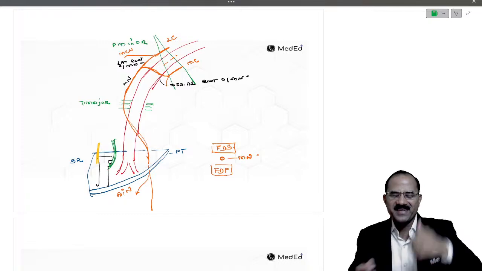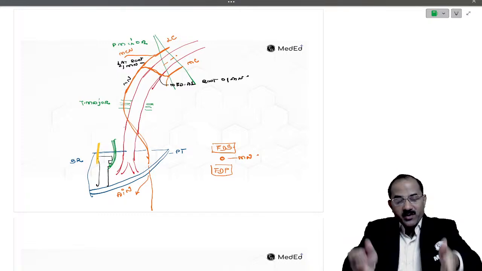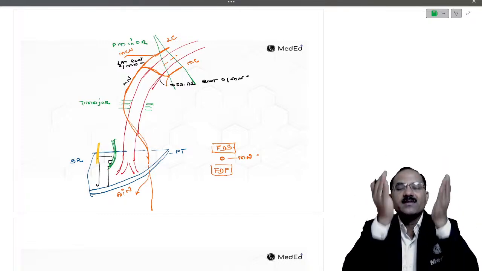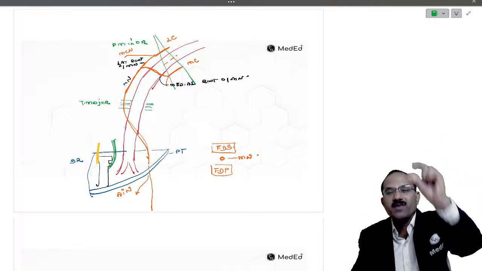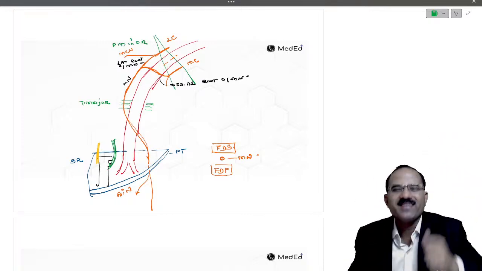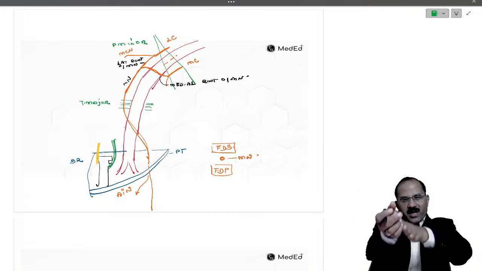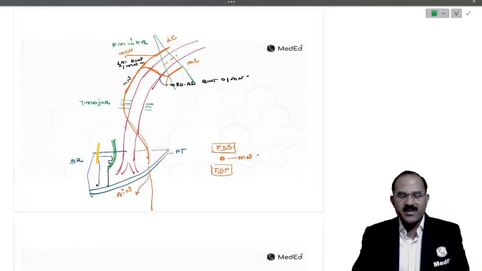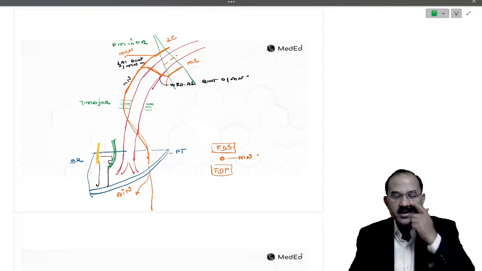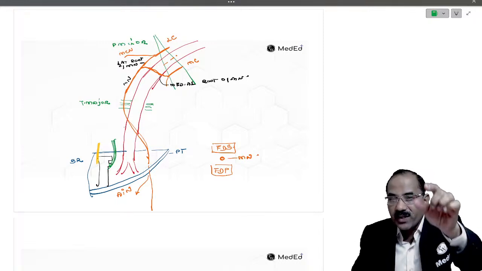That's fine. So the median nerve in the forearm lies on what? The flexor digitorum profundus, and it lies below what? It lies below the flexor digitorum superficialis. In the forearm, the median nerve gives a deep branch, right? The anterior intraosseous nerve.